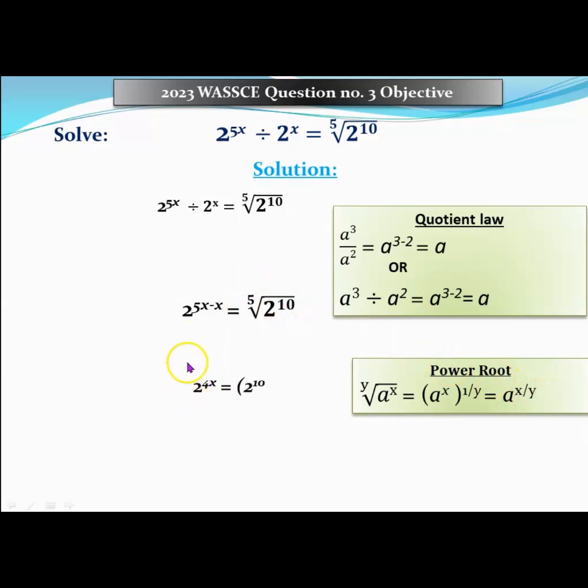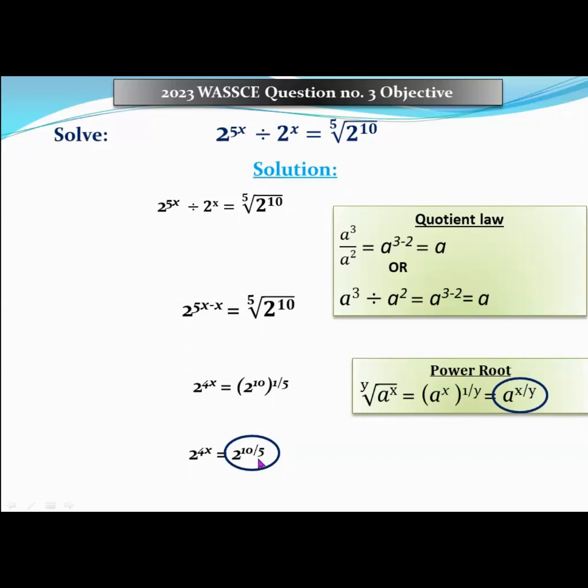So the result now, we have 2 to the power of 4x, which is 5x minus x, so we get 4x. And it will be equal to 2 to the power of 10 multiplied by 1 over 5, which is power of power. So let's proceed. We have 2 to the power of 4x equal to 2 to the power of 10 over 5, when we multiply the power of power. So the result will become this.